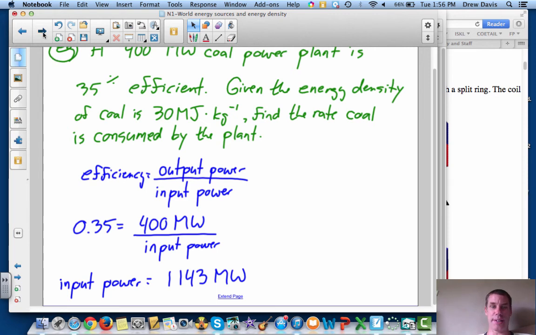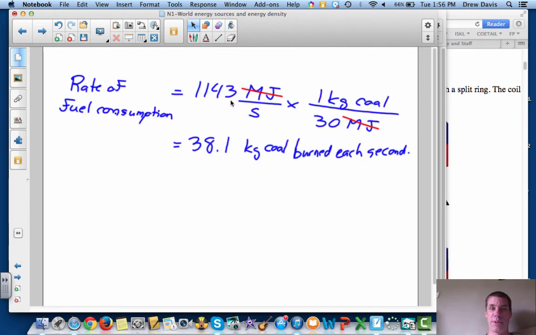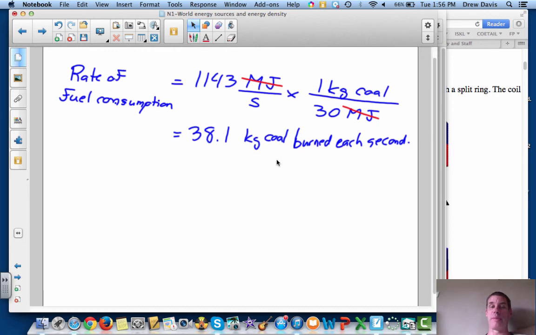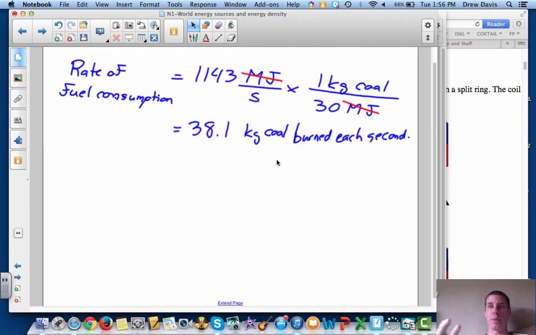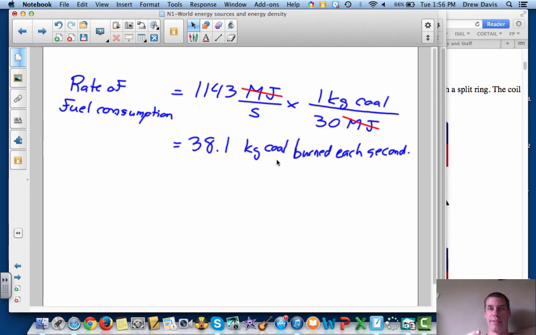How much fuel is that going to take? Well, rate of consumption of fuel. You have 1,143 megajoules per second required, and each kilogram of coal will provide 30 megajoules of energy. Therefore, this power plant requires 38.1 kilograms of coal to be burned every second that it runs. That's a lot of coal, and that's one of the reasons that coal plants take a lot of heat, because of the carbon dioxide produced and the environmental effects of digging it up.